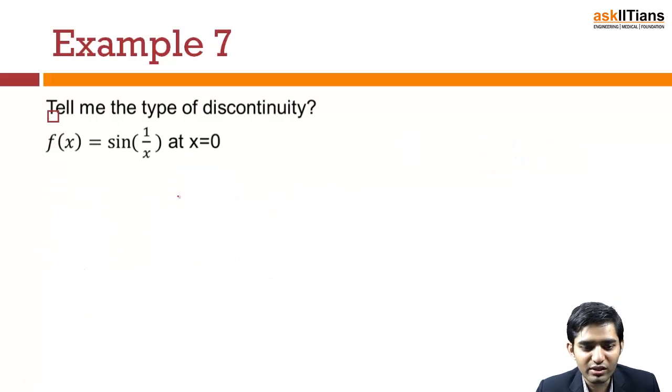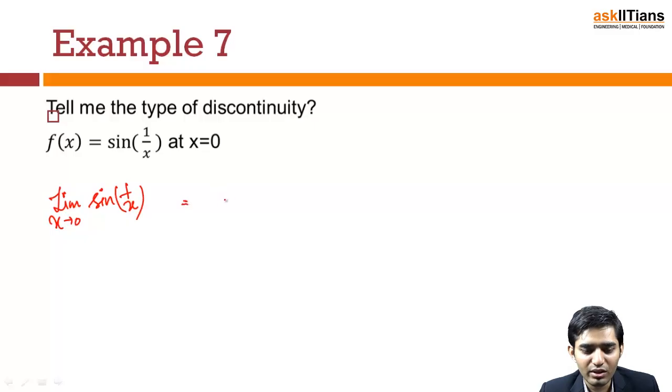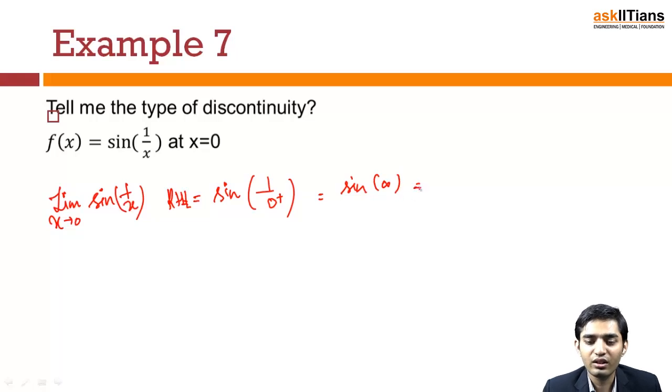Now example 7 says that f(x) is equal to sine of 1 by x at x equal to 0. In this case again let me check for the limit. What will be the limit as x tends to 0 of sine of 1 by x? Basically, if I talk about RHL, I will get sine of 1 by 0 plus. This is RHL, so this will be nothing but sine of infinity.